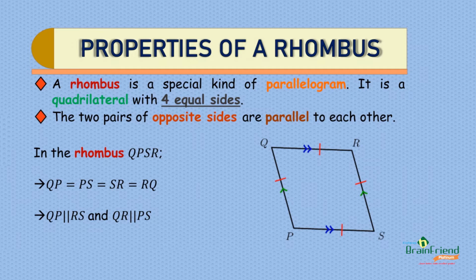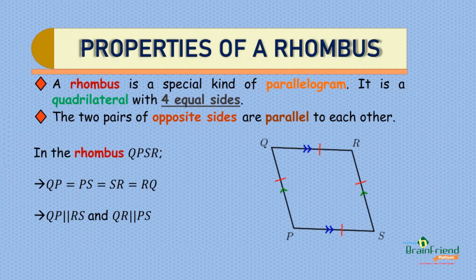Now moving on to the next shape we'll be talking about in this class, we have the rhombus. Now before we go into the properties of a rhombus, what is a rhombus? A rhombus is a special kind of parallelogram. It is a quadrilateral too, but this time it has 4 equal sides.